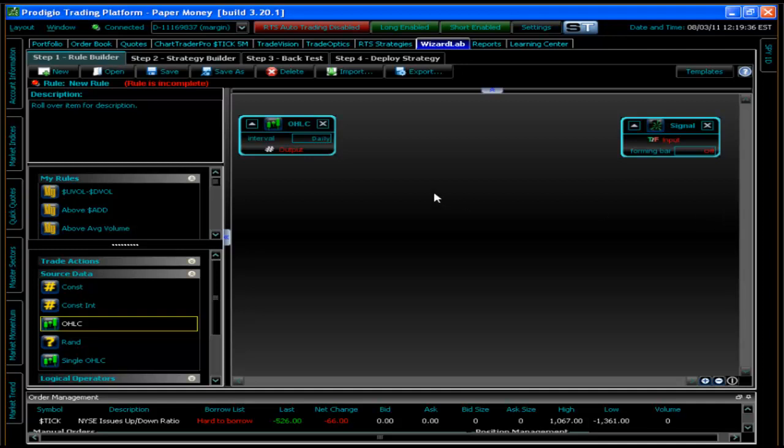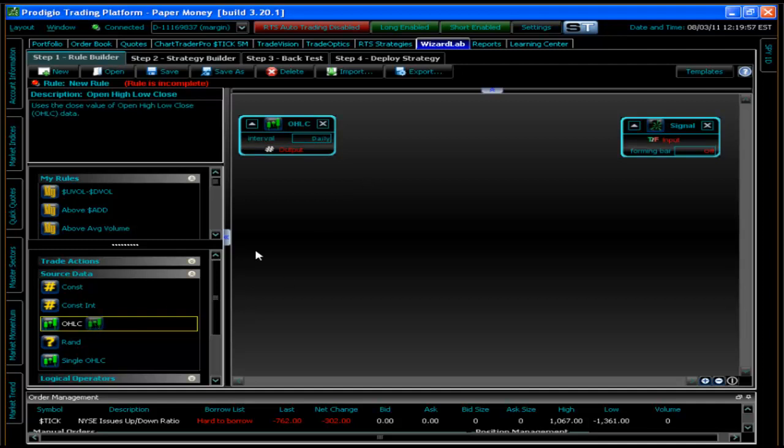The nice thing about this is there's no limitation on how you can organize this rule. You can go left to right, top to bottom, bottom up, right to left. It doesn't matter. It's just a series of connections. And that's the nice thing about the rule builder. All you have to do is connect these things together, and that defines the logic of the rule.